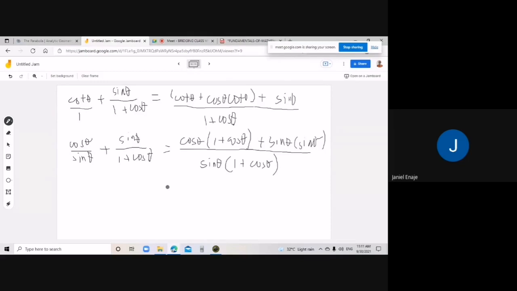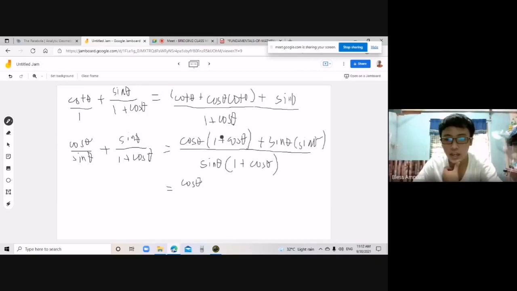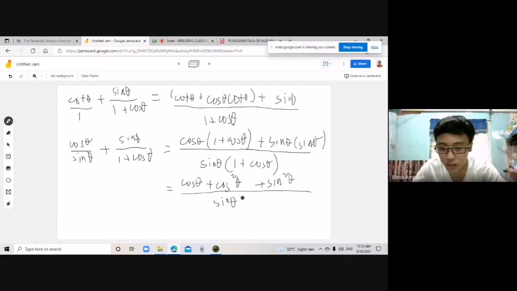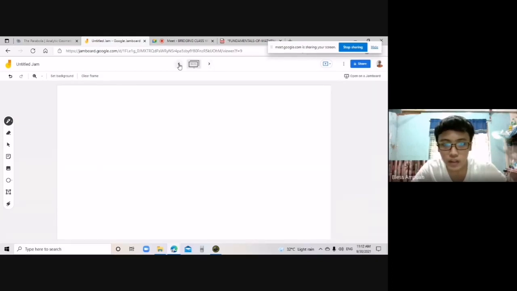Okay, distribute. Cosine theta times 1 is cosine theta. Cosine theta times cosine theta is cosine squared theta. Plus sine squared theta. The denominator is sine theta times 1 plus cosine theta. We know that cosine squared theta plus sine squared theta is equal to 1.